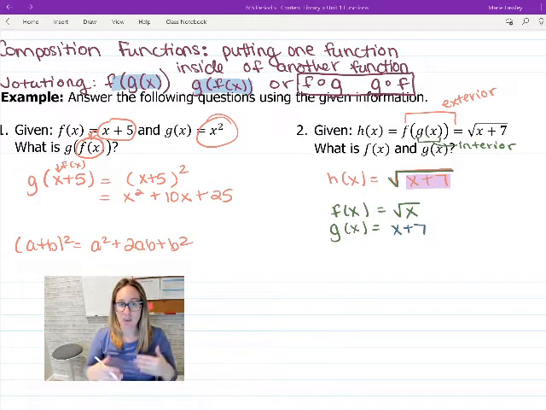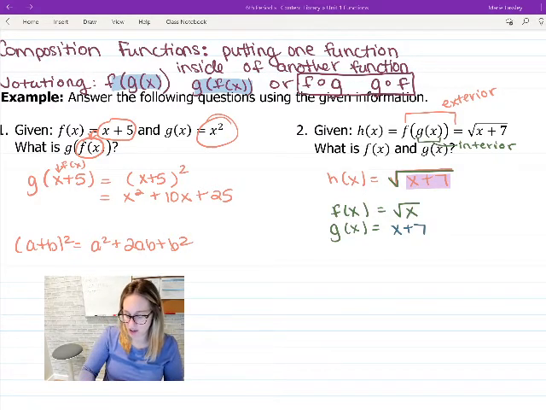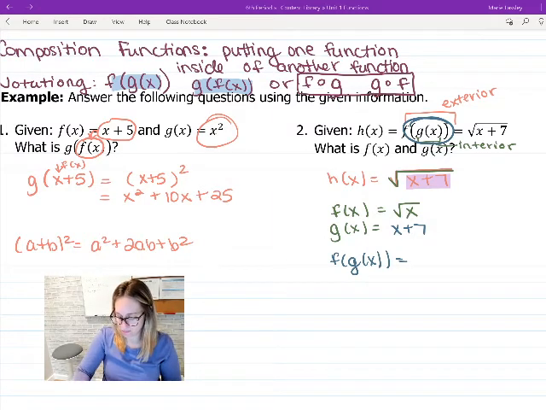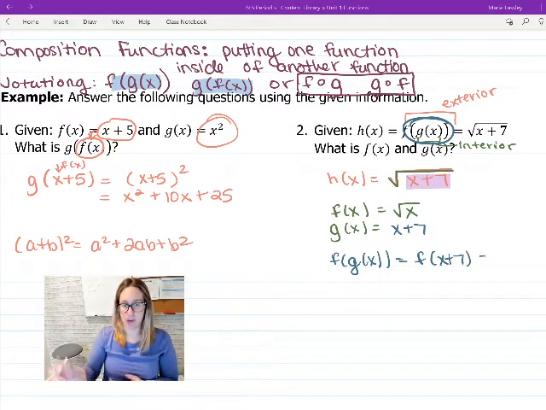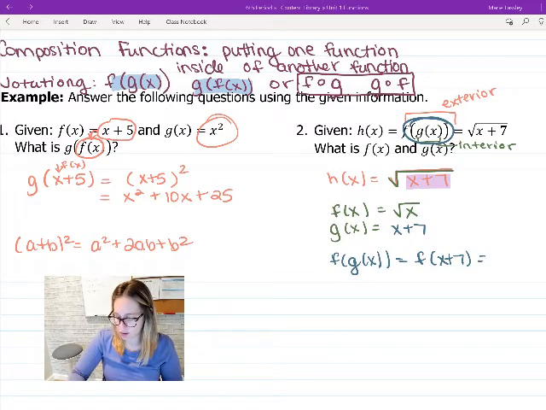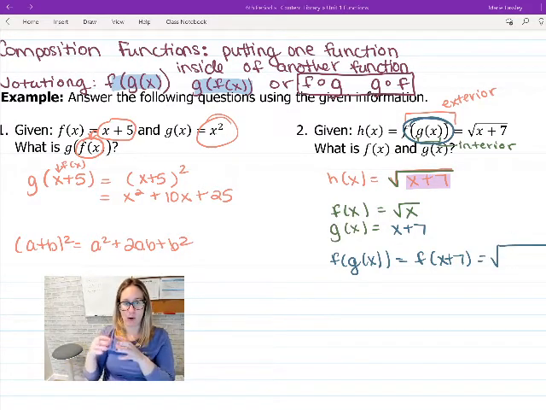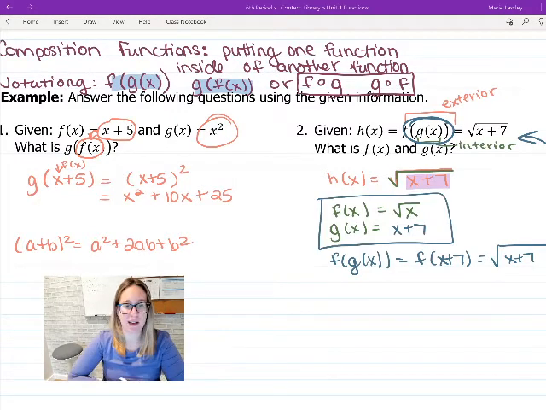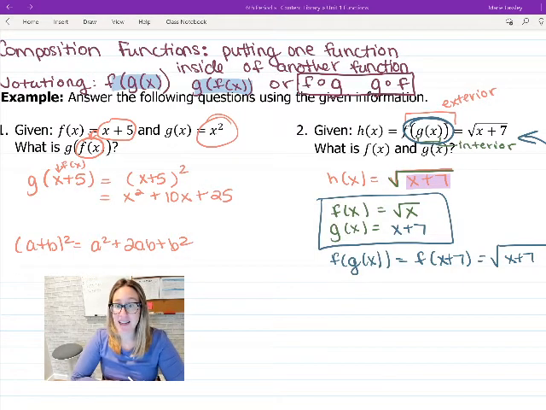Which means when I compose them, when I do f of g of x, which is what the problem said I was doing, I'm taking whatever g of x is, which in this case is x plus 7, and I'm putting it inside f, which is the square root. So I have the square root, and what I'm putting underneath the square root is what I'm plugging in for x, which is x plus 7. So it checks out. It looks exactly like we wanted it to. So our answer for the problem would be this. That's composition of functions.